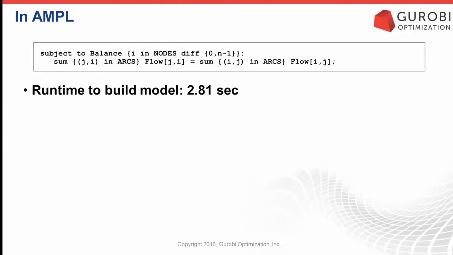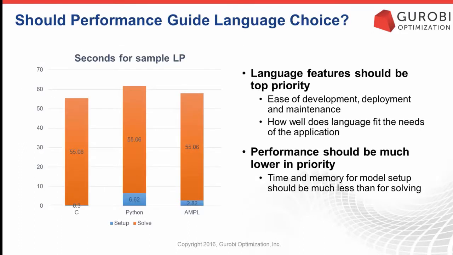And this code, this one block of code, is again part of a larger AMPL model, and the total modeling time to run it takes 2.81 seconds. So let's compare these on the next slide.